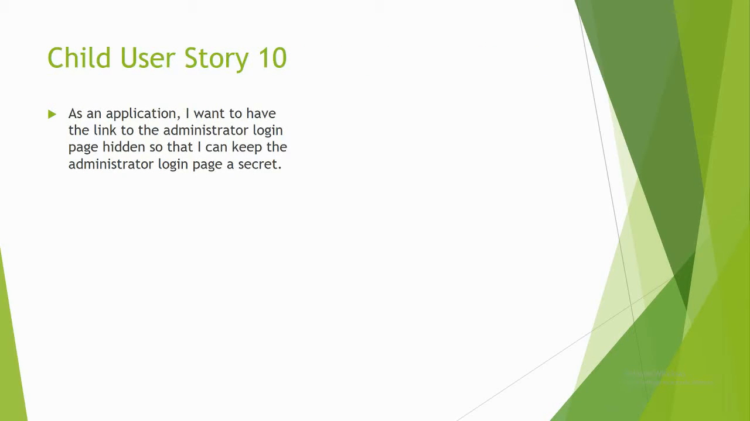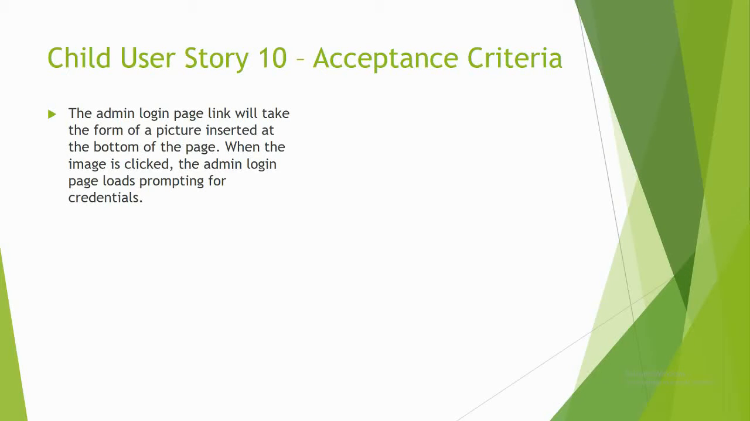As an application, I want to have the link to the administrator login page hidden so that I can keep the administrator login page secret. Acceptance criteria, the admin login page link will take the form of a picture inserted at the bottom of the page. When the image is clicked, the admin login page loads, prompting for credentials.